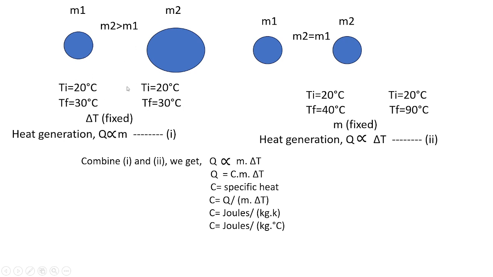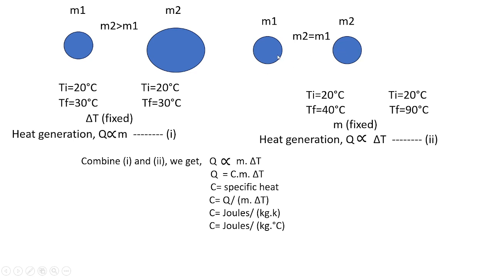So what do we understand here? Even though the mass is not uniform, the change in temperature is constant, that is, delta T is fixed. Whatever the mass may be, we can consider that the heat generation Q is directly proportional to the mass. That is case 1.